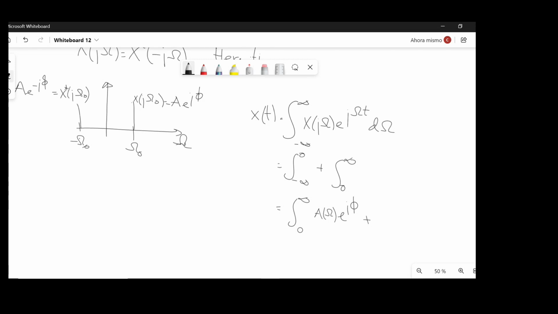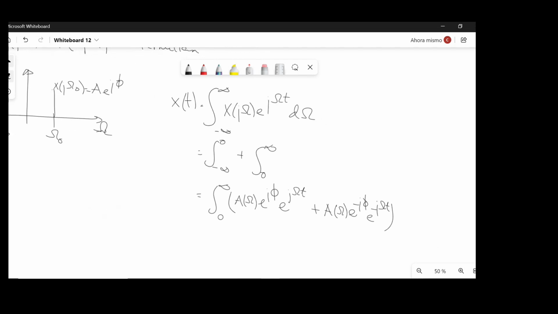And this is multiplied by e to the j omega t. And I have the same one, but now with negative phase and negative frequency. Then I have to integrate over time, over the frequency.